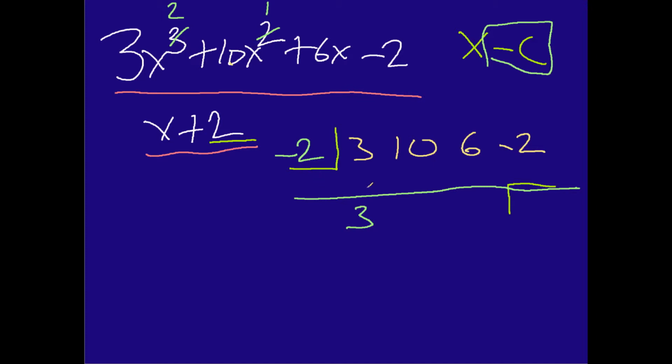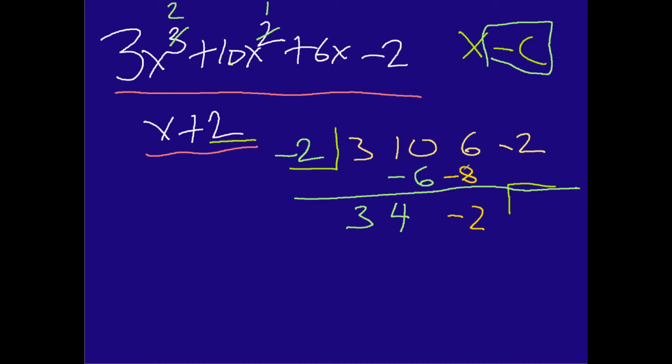So now that we've done that, what we do next is we take negative 2 times 3, and we get negative 6. We put the negative 6 right here. And now we add 10 plus negative 6, and of course we get positive 4. We put the 4 like so, and then we do this process again. Negative 2 times 4 is going to be negative 8. So negative 8 right here, and then 6 plus negative 8 is going to be negative 2, like so.